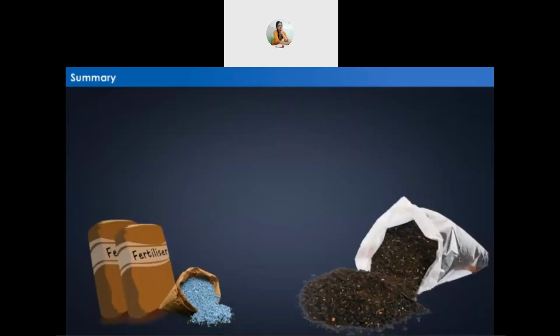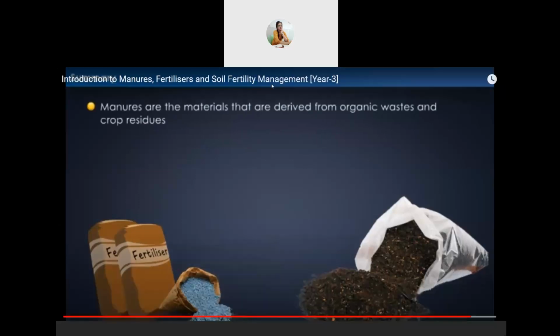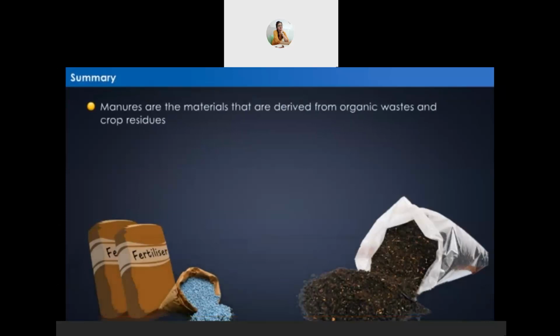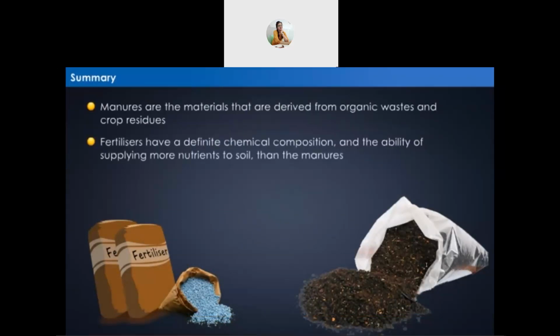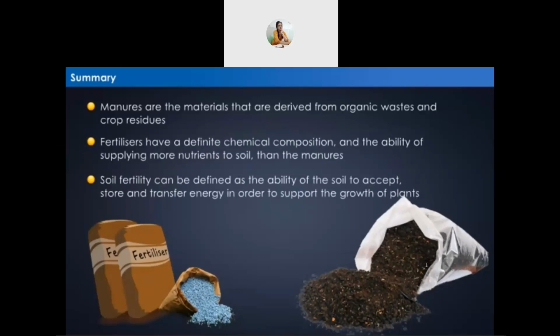Summary. Well, that has been an interesting lesson about introduction to manures, fertilizers, and soil fertility management. Let us do a recall of what we have studied so far. Manures are generally denoted as the materials that are derived from organic wastes and crop residues without the addition of any other chemical components. Fertilizers have a definite chemical composition and the ability of supplying more nutrients to soil than the manures. Soil fertility can be defined as the ability of the soil to accept, store, and transfer energy in order to support the growth of plants.